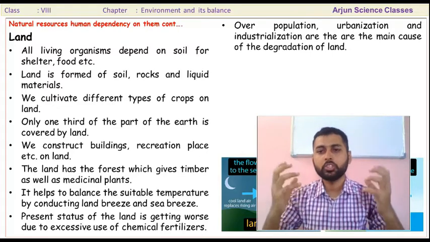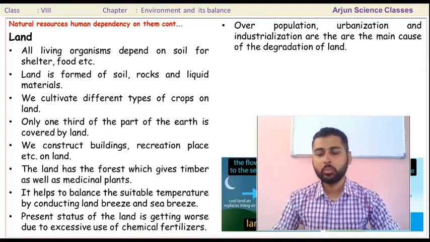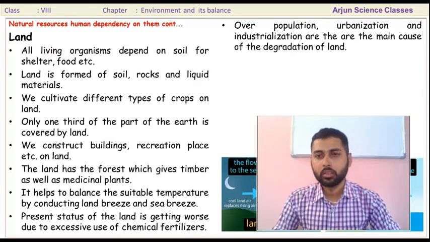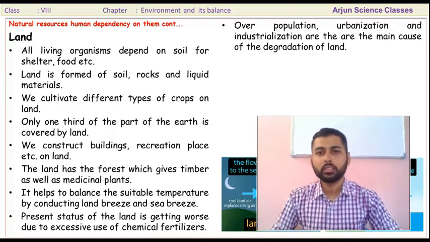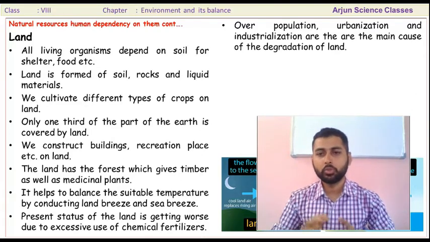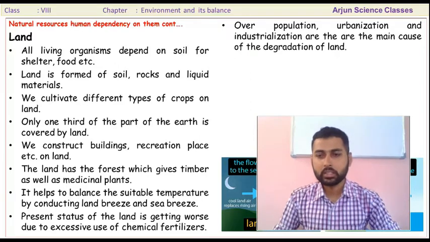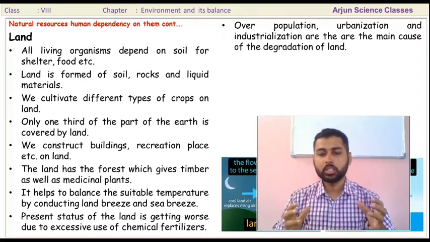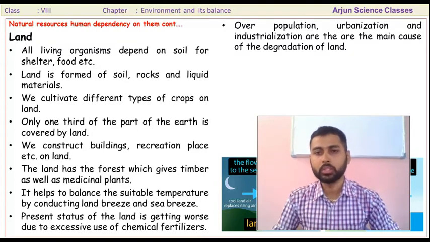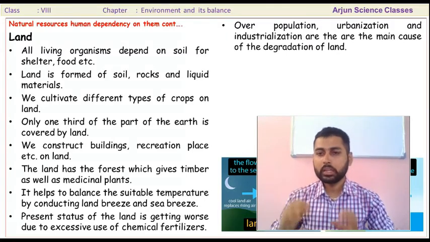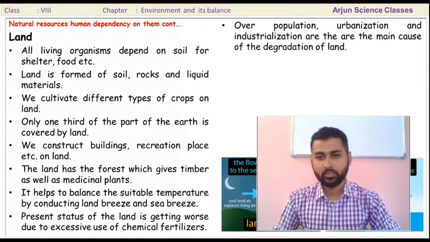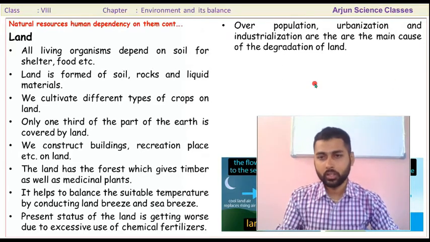Then pollution increases on the land, with maximum use of the land. Overpopulation also leads to what? Overpollution. Urbanization, industrialization: due to establishing various industries, industries also produce lots of waste materials that also degrade the quality of land.